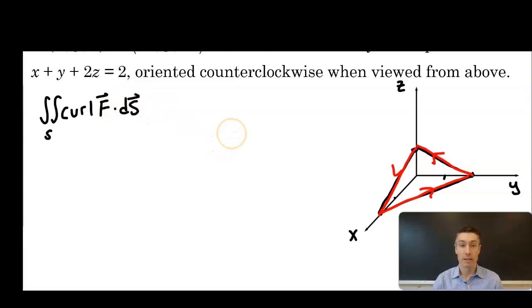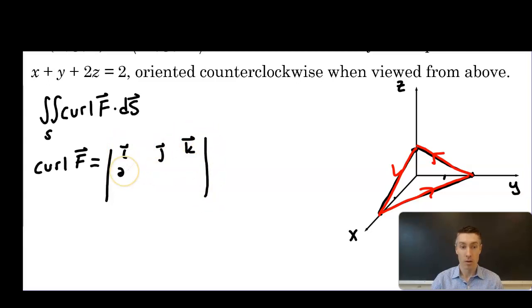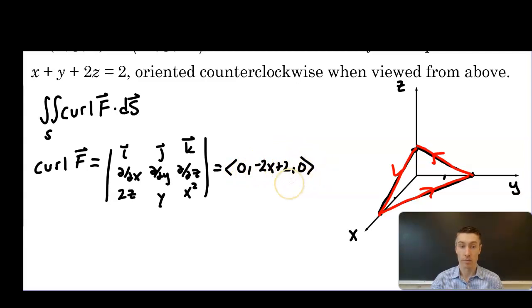Okay, so we have a few pieces that we're going to need. First thing we need is the curl. Okay, so the curl of this vector field, i, j, and k, partial with respect to x, y, and z. So we have 2z, y, x squared. So we're going to get 0, negative 2x plus 2, and 0. And if you go through the process, that's the curl vector field you should find.